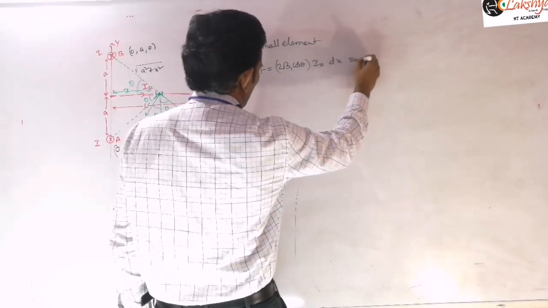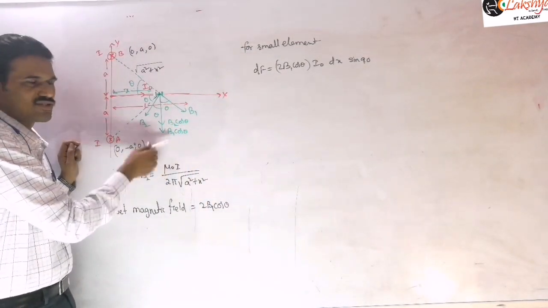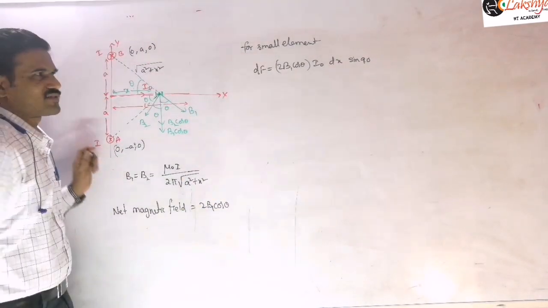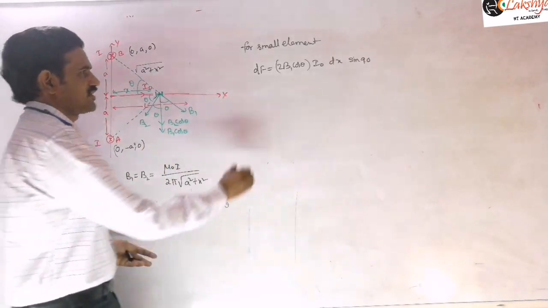And again this will have sin 90, because now you can observe that B is along this direction and our dL element is along the x direction, so that angle will be 90 degrees. Now substitute this B1 and cos theta expressions there.